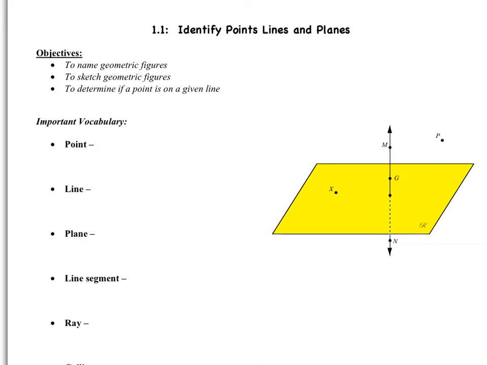Right now you should have the green packet that you were given in class. You should be on pages 7 and 8. We are taking notes on section 1.1, which is identify points and planes. You can see at the top we have some objectives listed here.